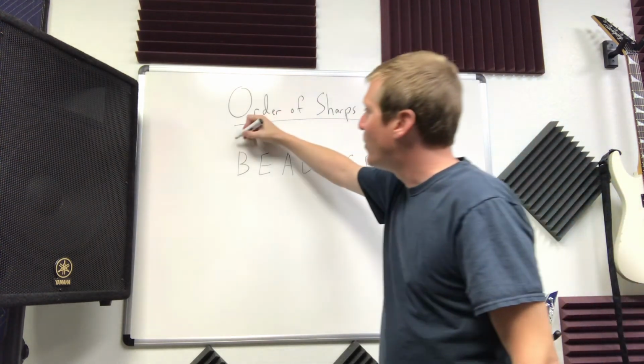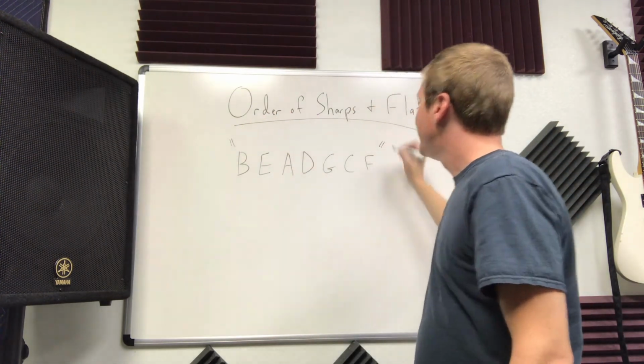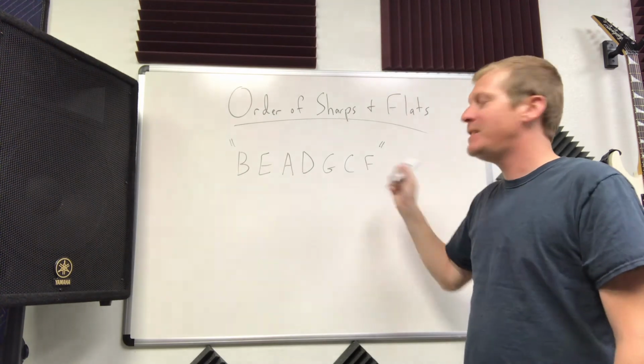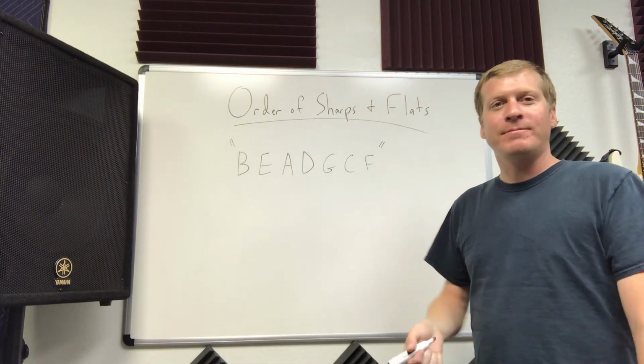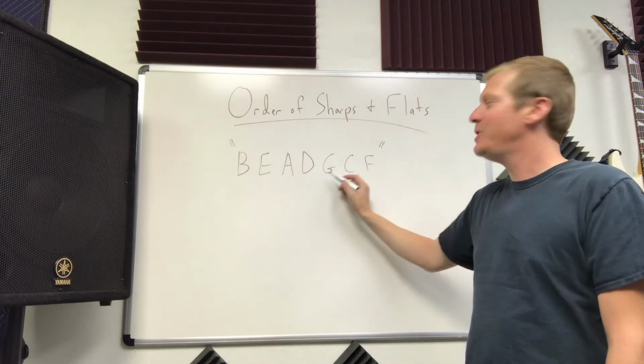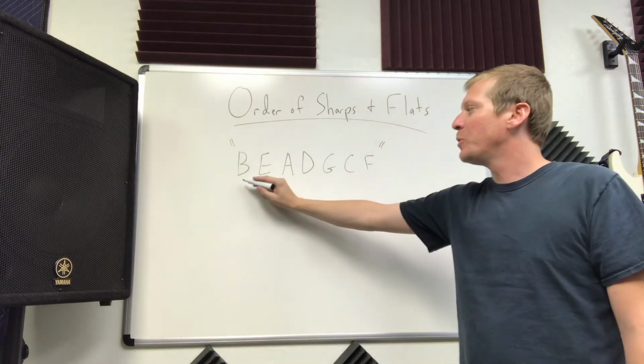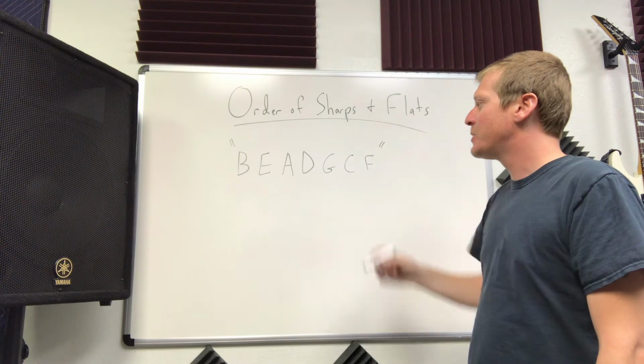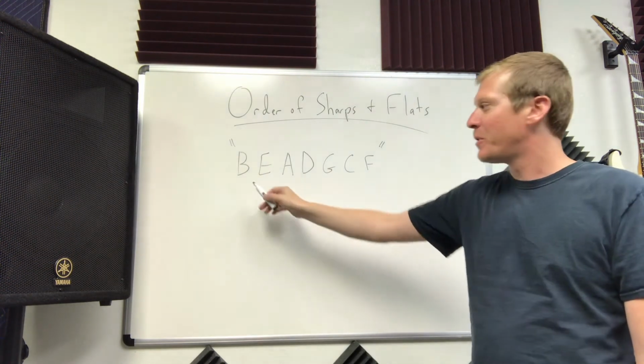Now I just think of the whole phrase like that. I just call it bead, G, C, F. And I just memorize that. Because it's simpler for me to just think of bead, because you're almost all the way there, then GCF just 3 more to memorize. So the word bead and GCF has always worked for me as an easy way to remember the order of flats.